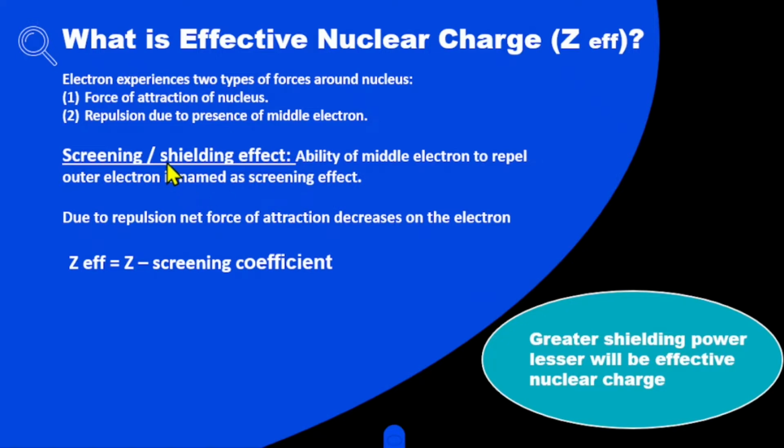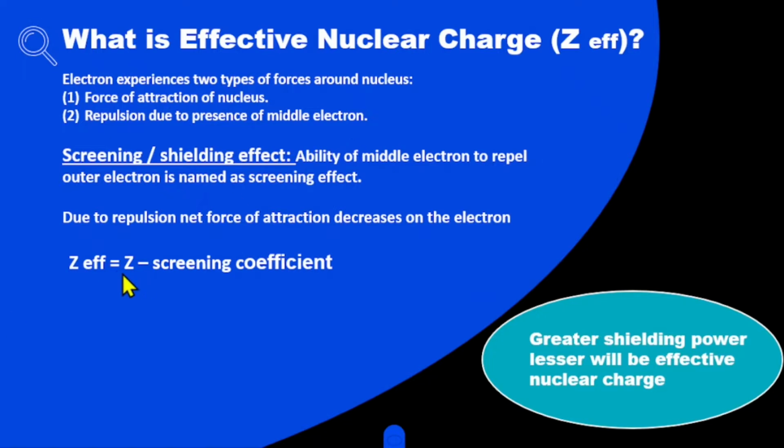Now, what is the screening or shielding effect? The ability of middle electrons to repel outer electrons is known as the screening effect. So middle electrons will repel the outermost electron, and this effect is known as the shielding effect. Due to repulsion, the net force of attraction on the electron decreases. So we can say Z effective, also called effective nuclear charge, is Z minus the screening coefficient.